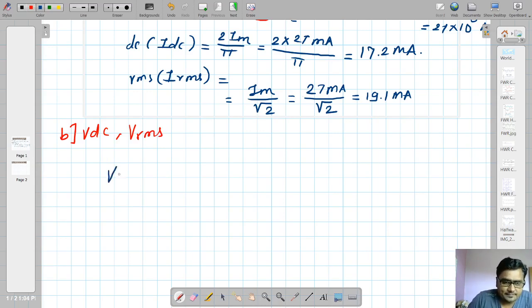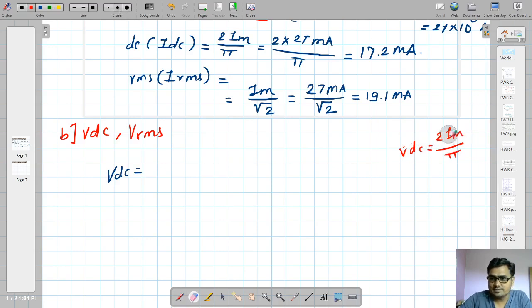VDC, and the equation we have derived is twice Vm by pi. Is it twice Vm by pi? But I can't use this twice Vm by pi here. Why? Because a load resistor is connected now. I will explain why I can't use this. Even though VDC equals twice Vm by pi, I can't use it here.